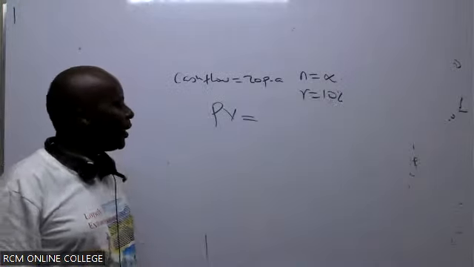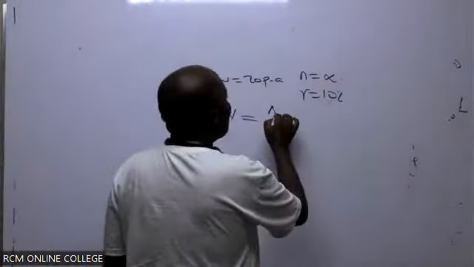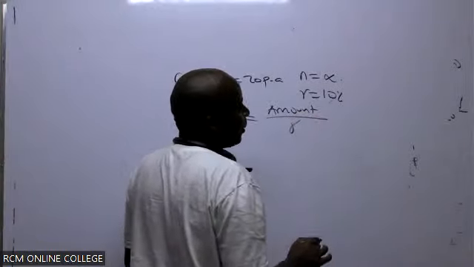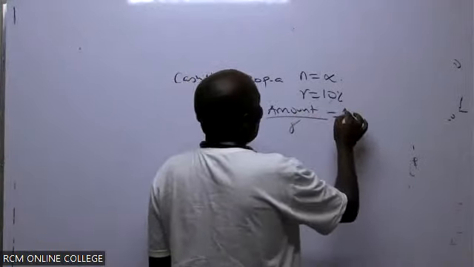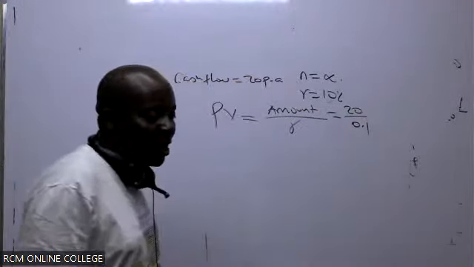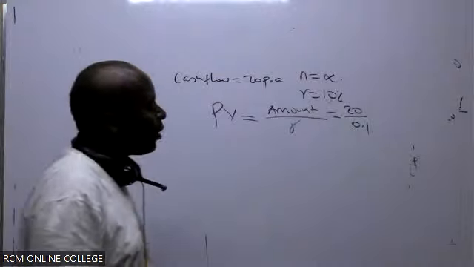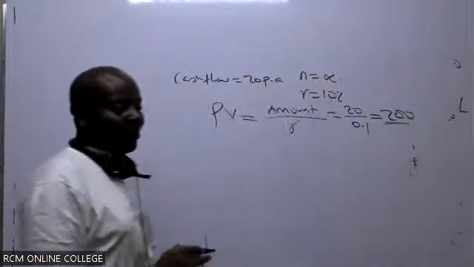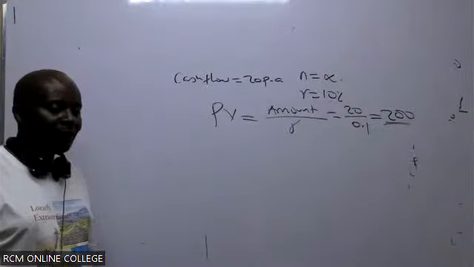Thank you very much, Javan. Javan has said straight away, teacher, it is the amount or cash flow divided by R. So this one will be 20 divided by 0.1, because 10% is 0.1, which will end up giving me 200.